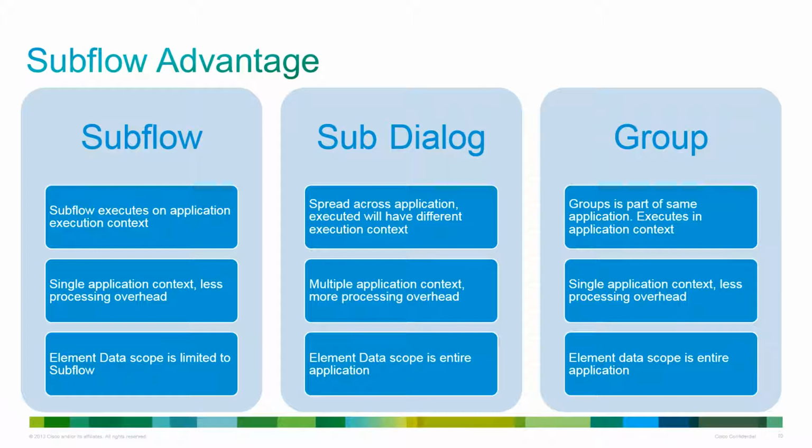Another aspect of the subflow is the scope of the element data. The scope of the element data in the case of subflows is limited to that subflow. It is not accessible outside of that subflow or in the main flow, which leads to simplicity of the applications and avoids programming mistakes. Whereas in the case of subdialogs, the element data scope is the entire application where the subdialog is programmed. In the case of groups, the data is shared across the application, so the scope is not limited to the groups alone.